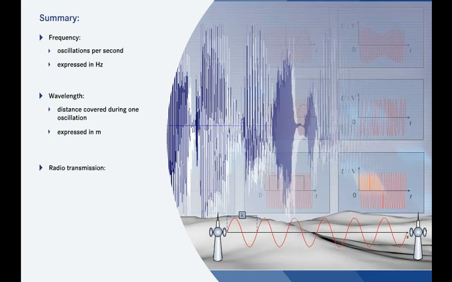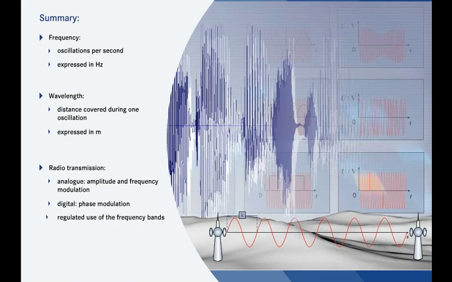For radio transmission, low-frequency wanted signals are modulated on high-frequency carrier waves. In analog transmission, amplitude and frequency modulation are more commonly used. Phase modulation is used primarily for digital signal transmission. As every radio transmission requires a certain bandwidth, the use of the different frequency bands in the various frequency ranges is regulated on a national and international basis by a frequency allocation plan.